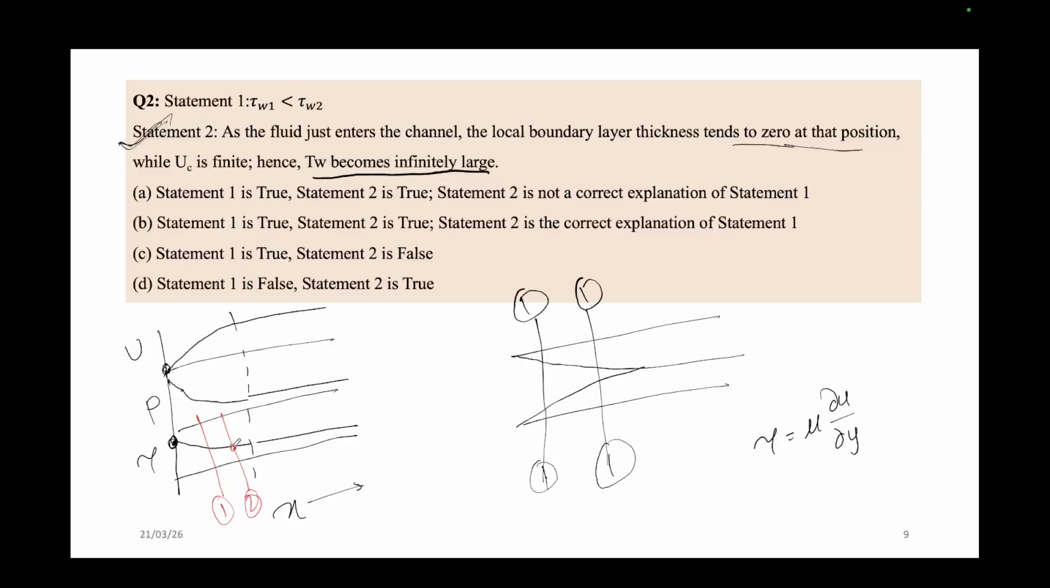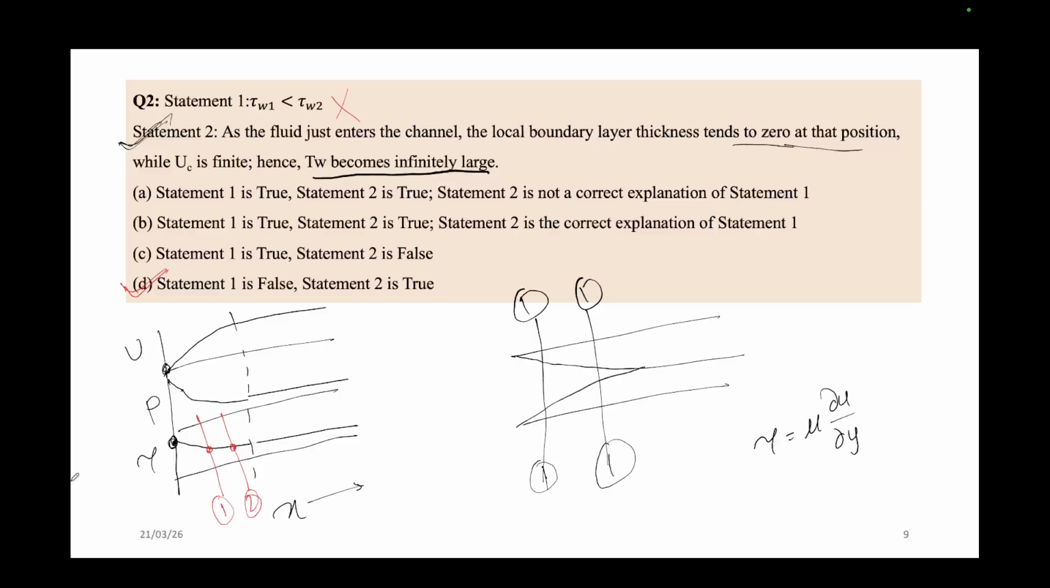So now you say which tau is more? Tau 1 is more or tau 2 is more? So then it is wrong. So which one would be the correct answer? D. So based on this, you can easily answer this one, right? And also you can say in this way, in the fundamental I am talking about, say one is near to the entry of the tube, right? And two is away from the entry of the tube, but before the fully developed flow region. Is it clear?